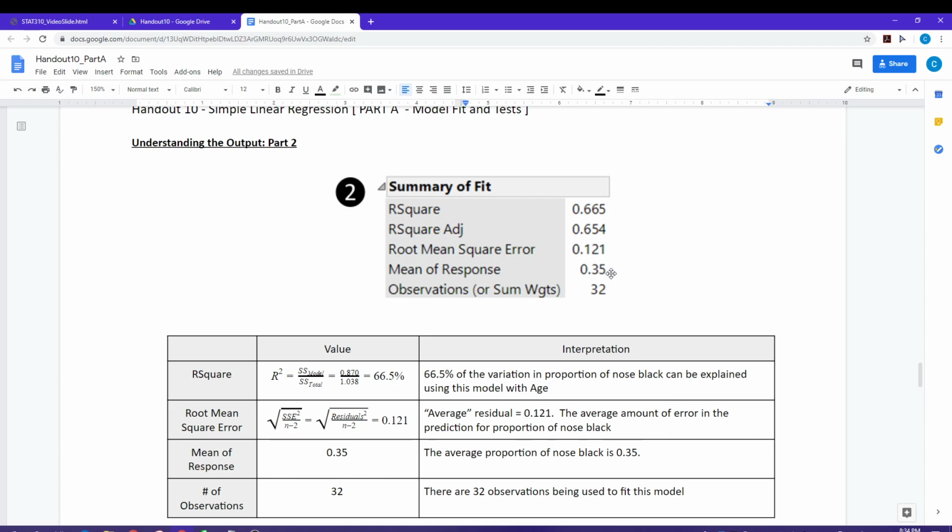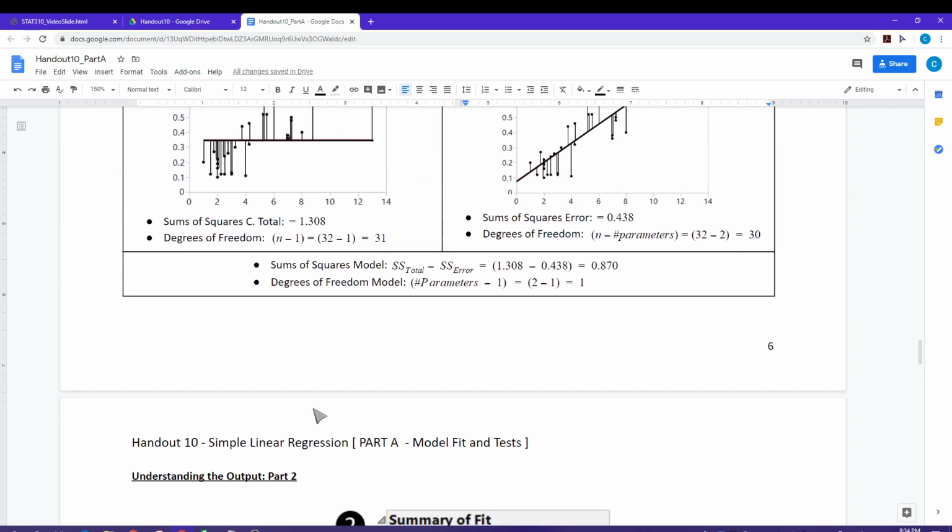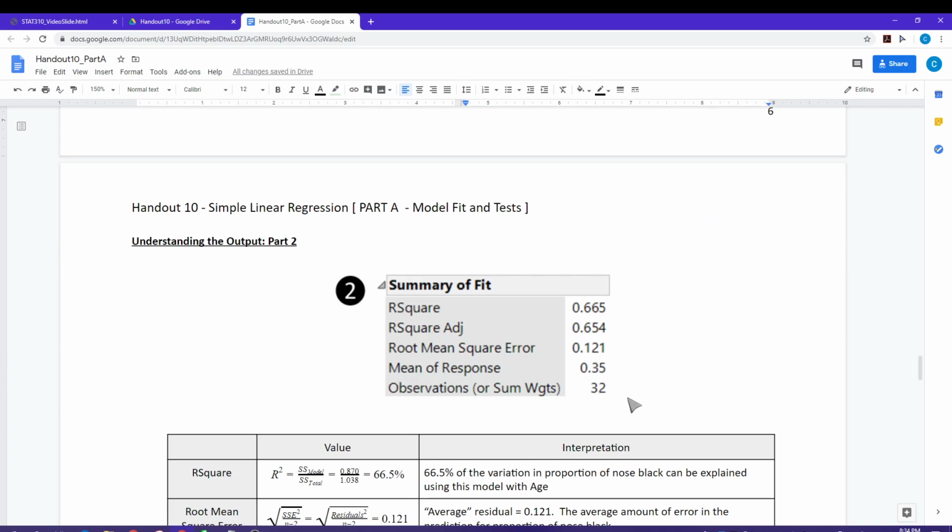The mean of the response is just simply the average of all the proportion nose black values, which was 0.35 in this case. Again, that quantity is used when I'm trying to compute the sums of squares total. Observations here is just the number of observations, which would be 32.